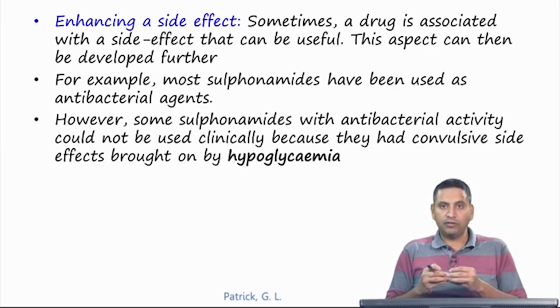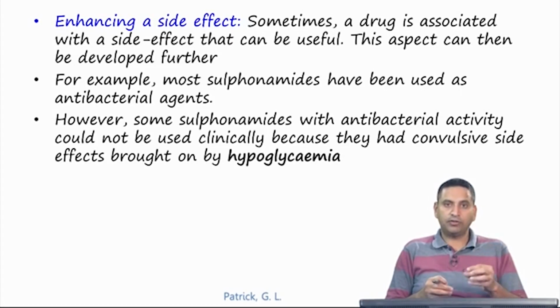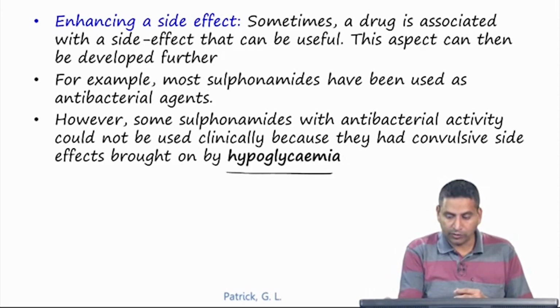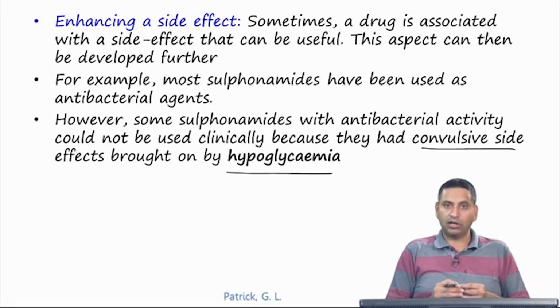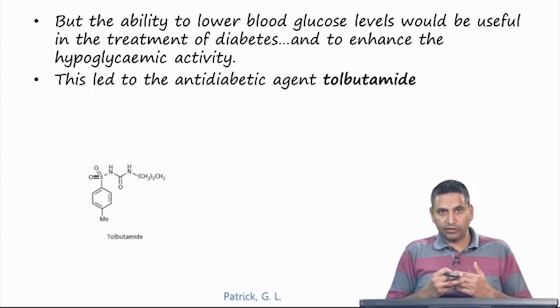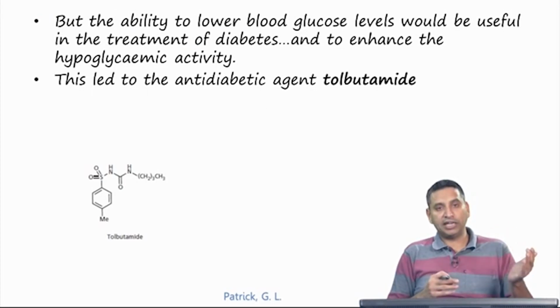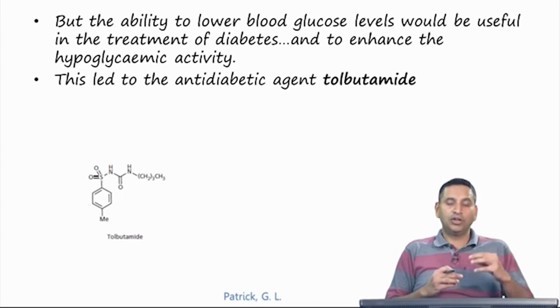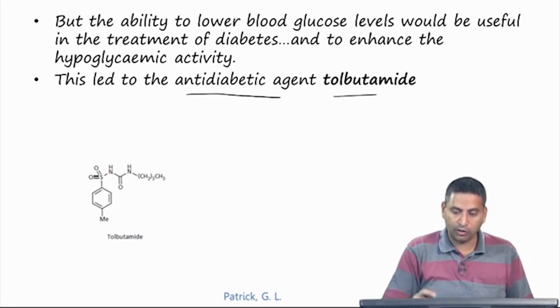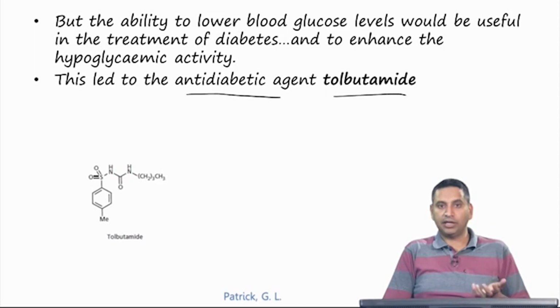For example, sulfonamides have been used extensively as antibacterial agents, but there are some sulfonamides which have antibacterial activity, but they could not be used because they are associated with convulsive side effects brought out by hypoglycemia. Hypoglycemia is nothing but lowering of blood sugar. So, the ability to lower blood sugar or blood glucose levels is useful in the treatment of an entirely different disease, which is diabetes. So, one can now use this method to enhance the hypoglycemic effect, and this strategy led to the development of tolbutamide, which is an anti-diabetic drug.